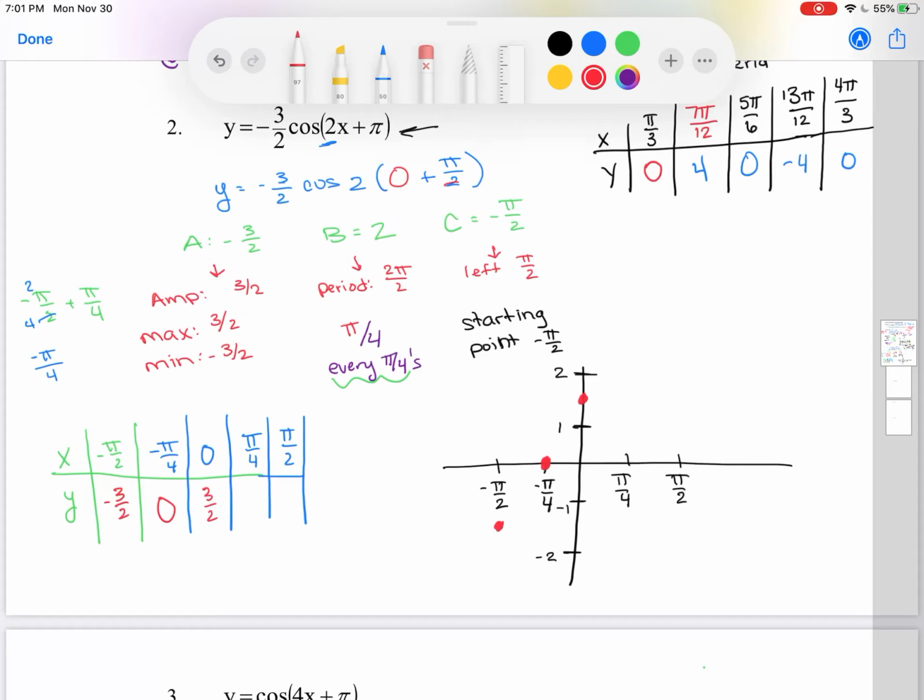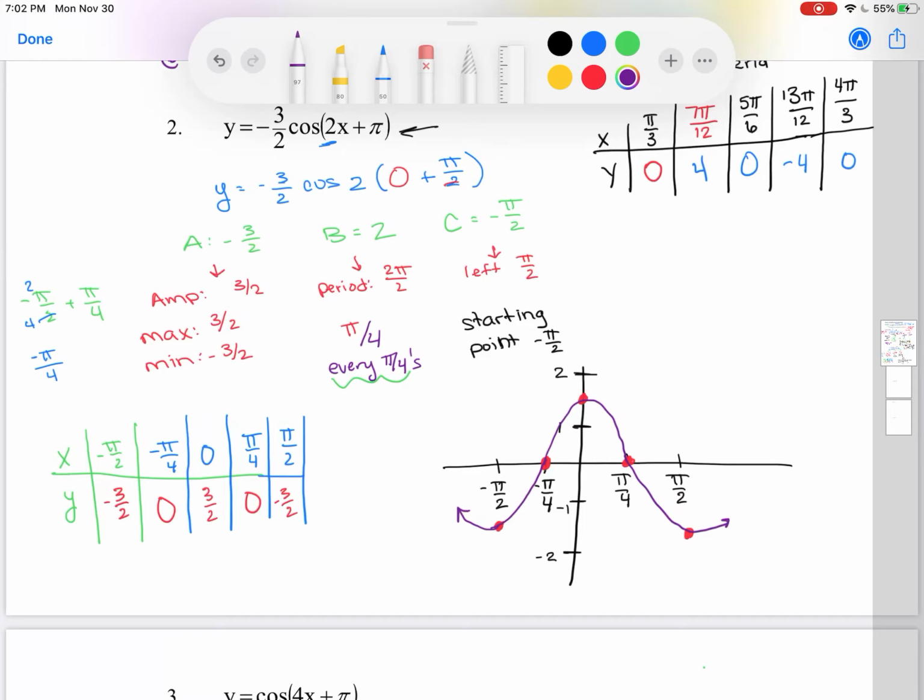All right. When I plug in a pi over 4, that's going to bring me right back to 0. And when I plug in a pi over 2, that's going to put me back at negative 3 over 2. Connect all my dots here. It's a little bit different of a graph, kind of like a bell curve. And don't forget your arrows at the end.